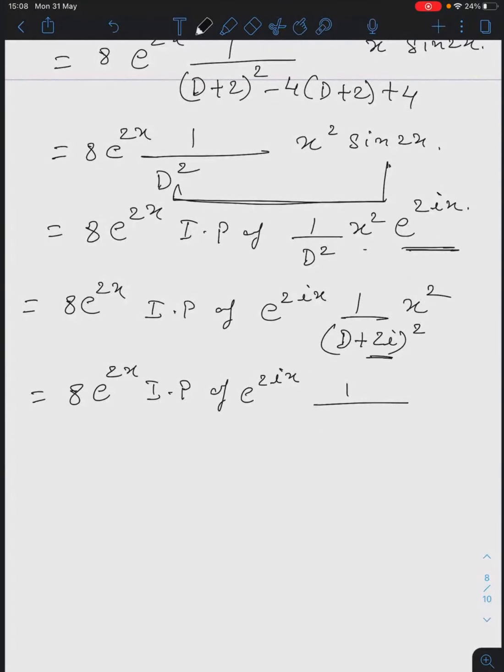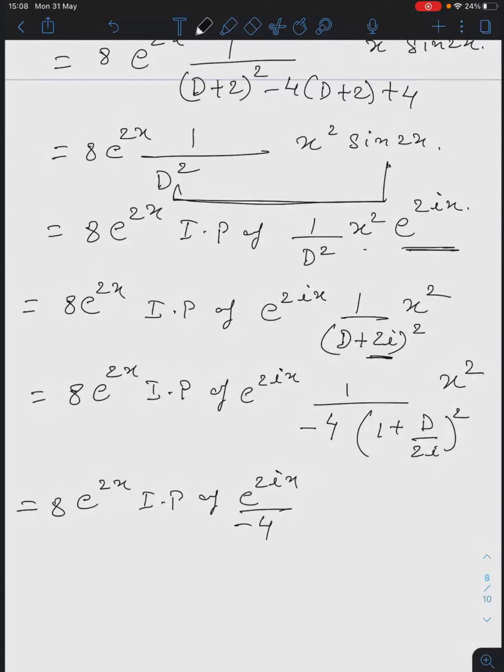Minus 4. You will get 2i common. When you take 2i from this, its square will be out. So 2 square will be 4, but i square will be minus 1. So this is what you will get. What is left out? 1 plus D by 2i whole square. Here x square. So this is 8e to the power 2x, imaginary part of e to the power 2ix by minus 4 as it is. Now 1 plus D by 2i to the power minus 2 applied on x square.